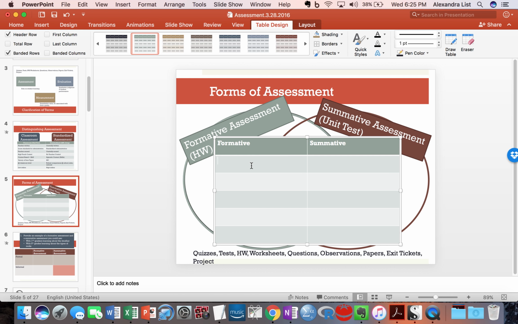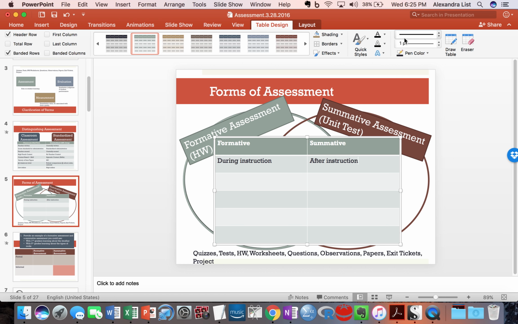And so the first distinction to draw is when they happen. Formative assessment typically happens during instruction, so during the course of a unit, whereas summative assessment happens after instruction. After I'm done teaching is when my summative assessment takes place. So we can distinguish these according to when in relation to instruction they happen.